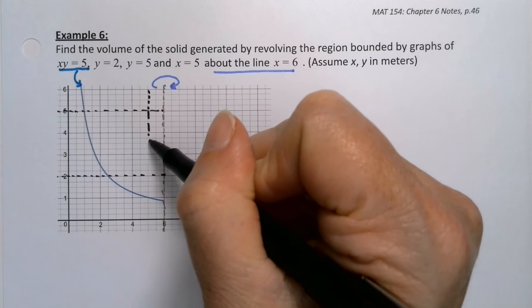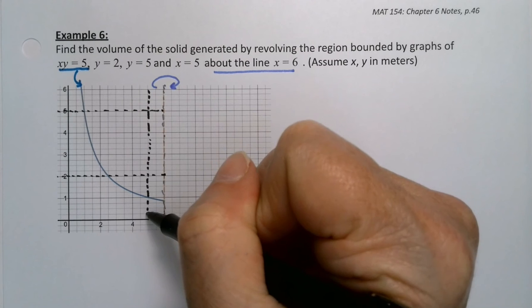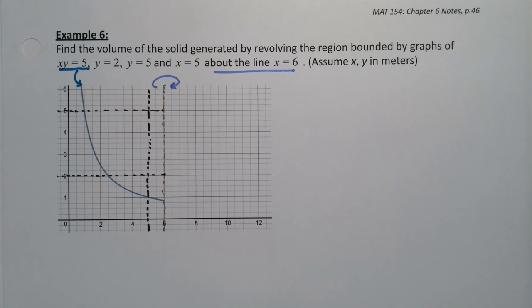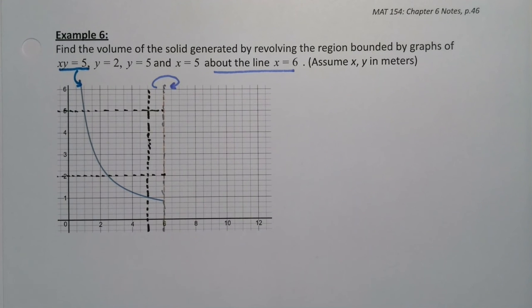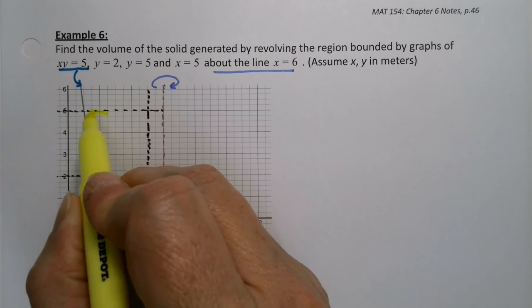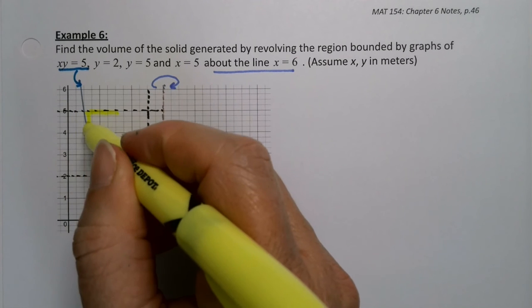I love it when algebra comes in handy. Y equals a constant gives horizontal lines, x equals a constant gives vertical lines. All right, so the region that's bounded by that curve and those lines is right here.